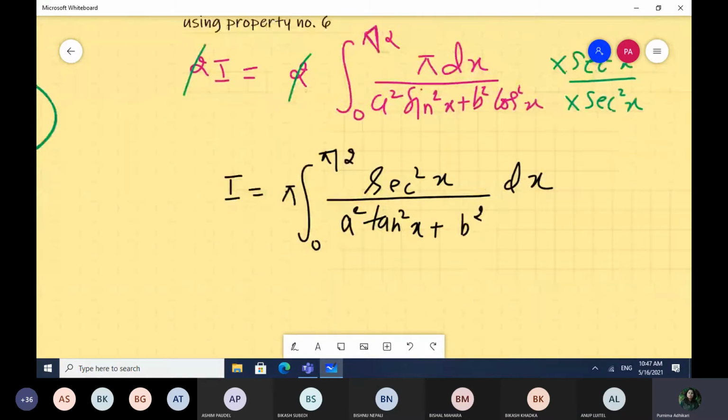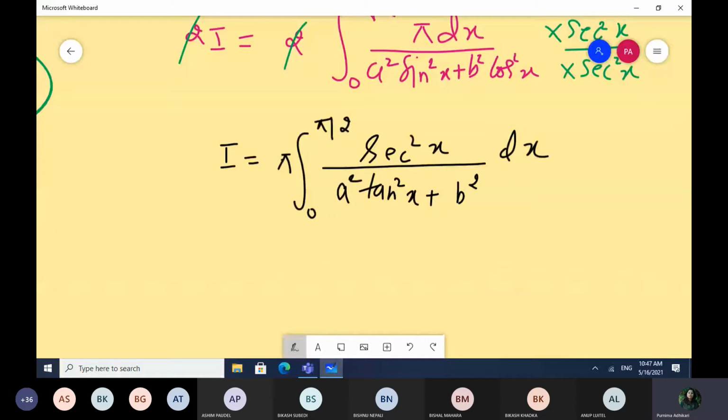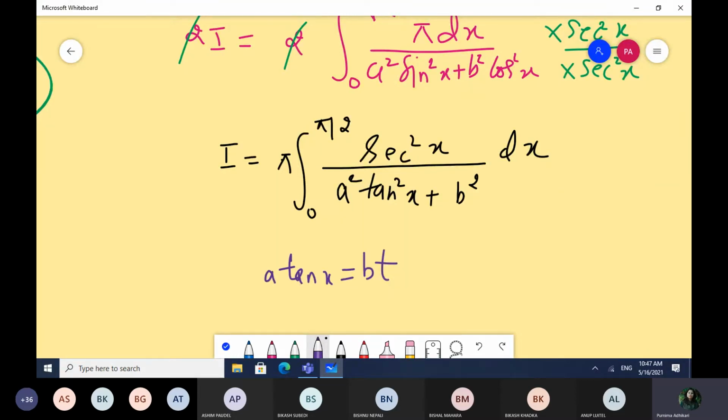Now it's the time that you make that substitution. We have already decided that our substitution will be tan x equal to t. Either you assume tan x equals t, or you assume a tan x equals bt, whichever is comfortable. यसरी assume गरे पनि हुन्छ. It is up to you. You will get the same results. Result में केही फरक पर्दैन.